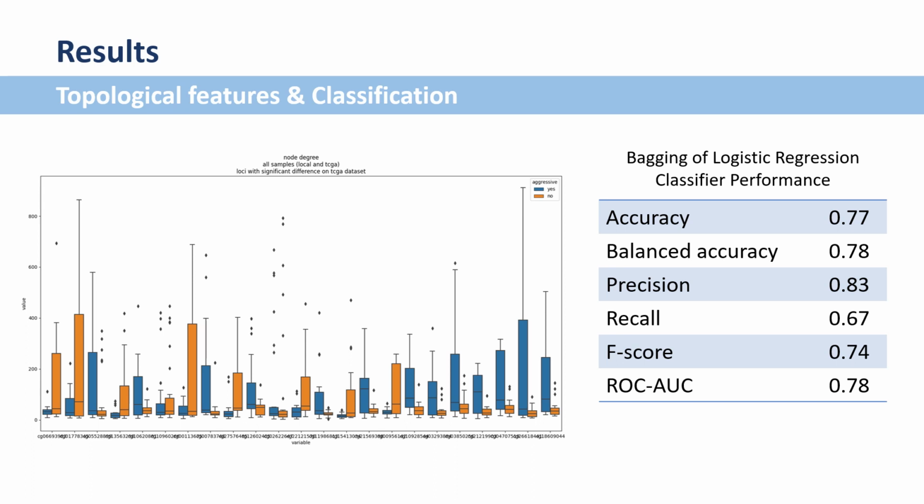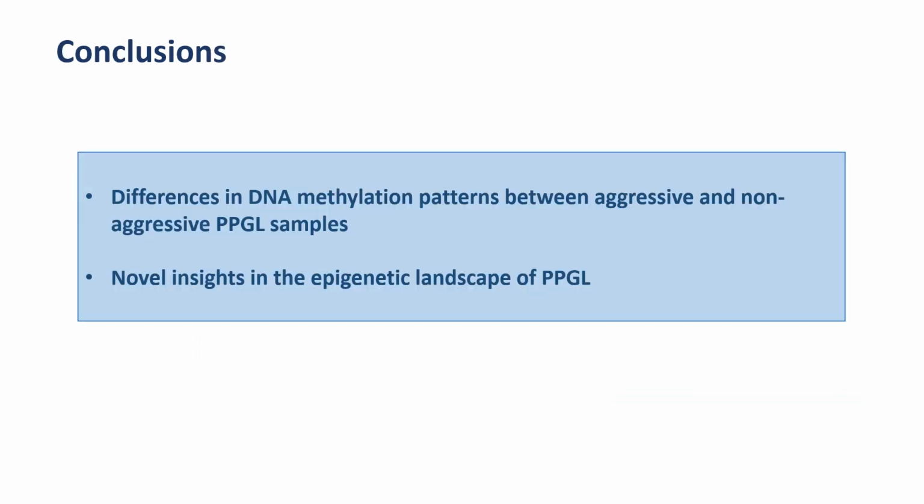and considering the lack of predicting tools for this type of cancer, these results provide a first point of reference based on DNA methylation data alone. This approach highlighted the DNA methylation perturbation in aggressive PPGLs compared to non-aggressive ones, and has offered new insights into the epigenetic landscape of the disease.